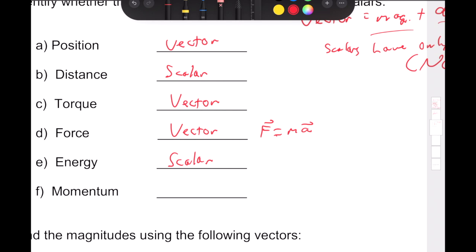Momentum, on the other hand, if you remember, and we'll talk about this in a little bit, is mass times velocity, which, as we will see in a second, I'm going to write this as another good example. Velocity is a vector versus its cousin speed, which is a scalar.